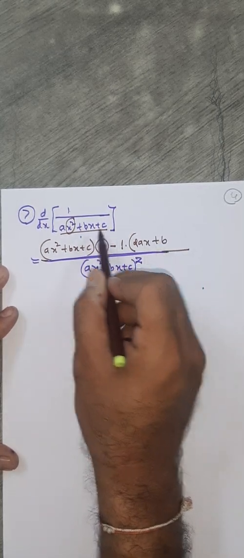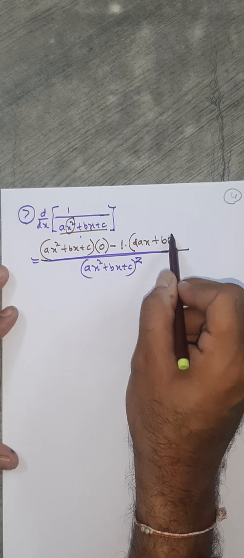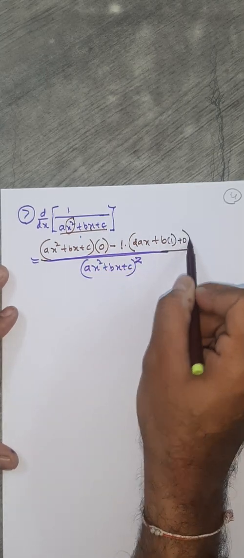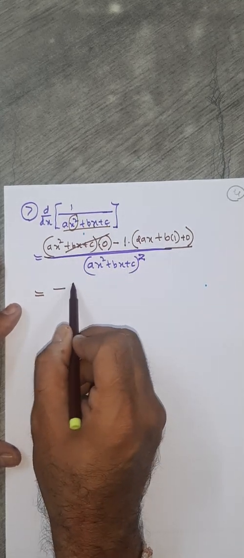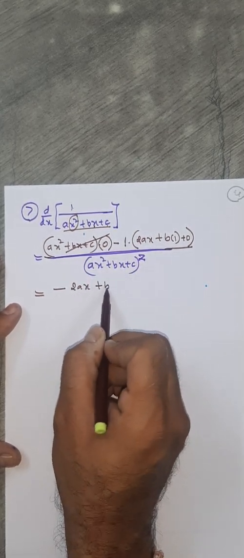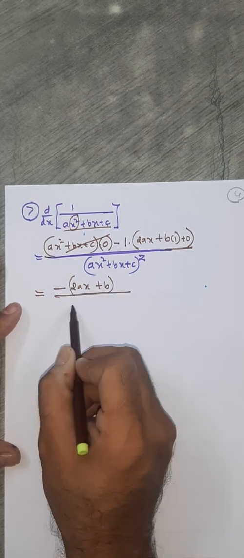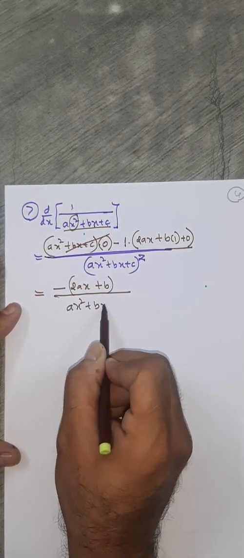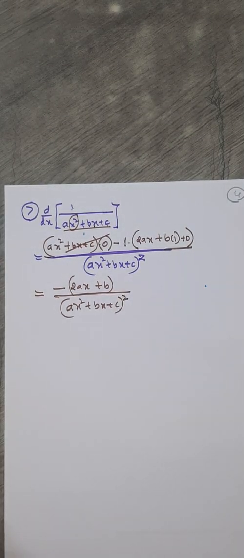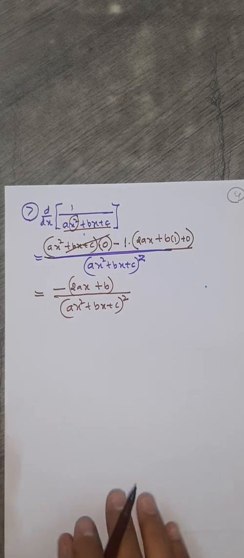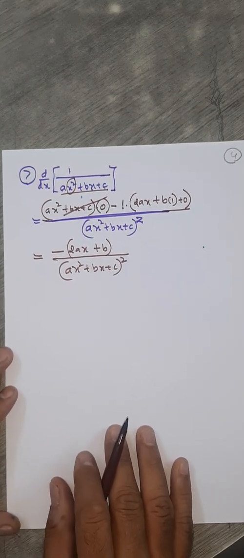b being constant as it is, differentiation of x is 1. c being constant alone, derivative is 0. So this term will be 0. You have just minus (2ax plus b) upon (ax square plus bx plus c) the whole square. Division rule in the 7th question. Fine. I hope now at least you are clear with all working rules. Okay. Questions number 8 and 9 both are about division rules.